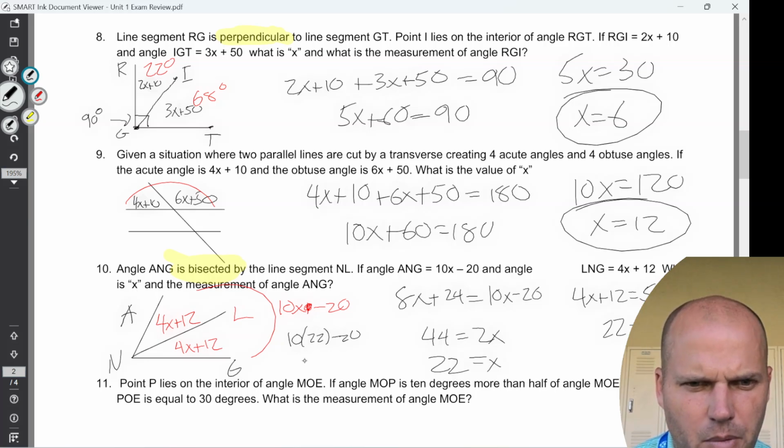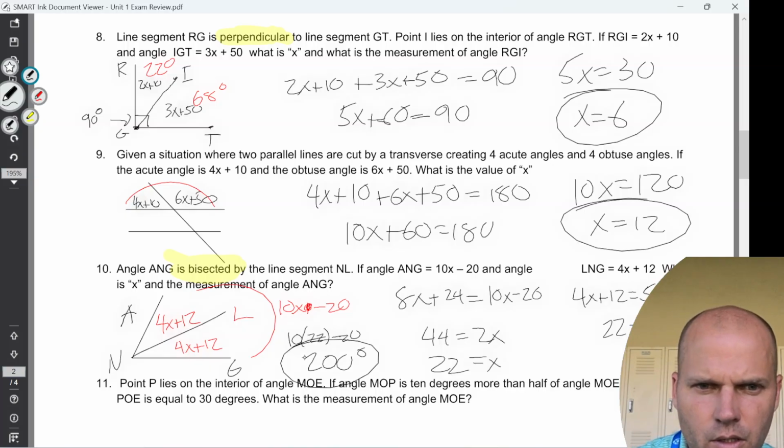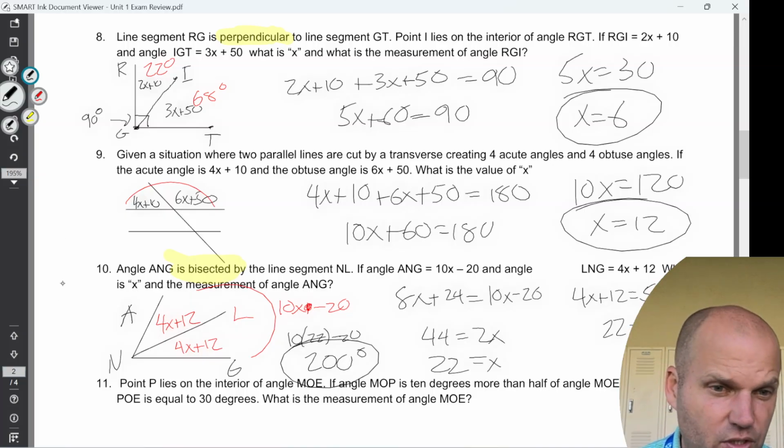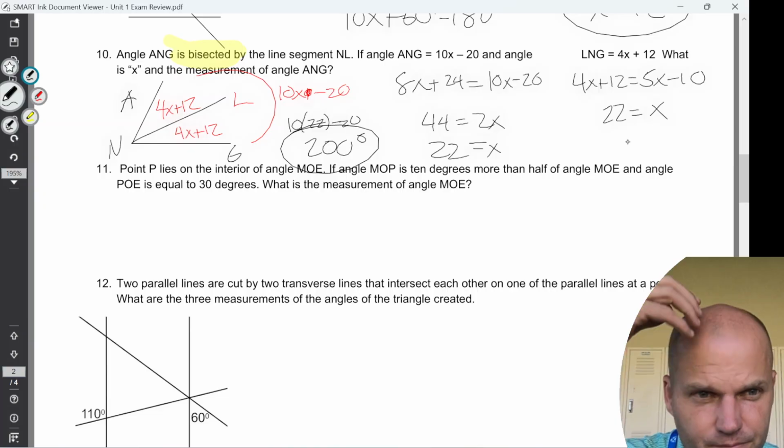220 minus 20 is 200 degrees, is angle ANG. And 22 times 4 is 88 plus 12 is 100. Look at that, 100, 100, 200.